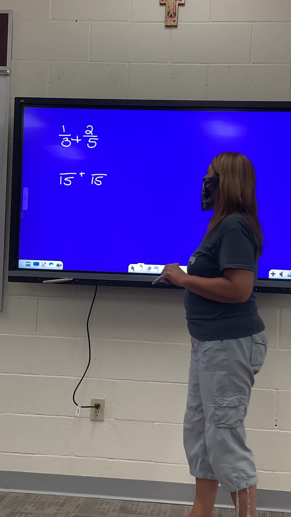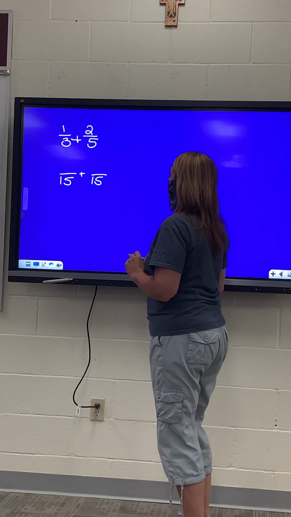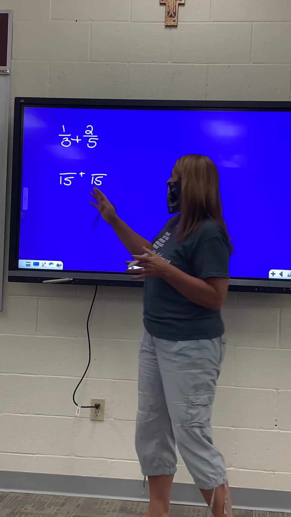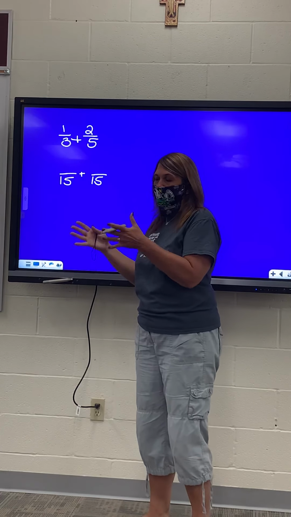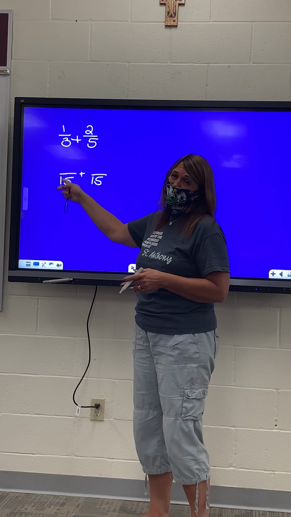Then you would do 2 plus 1. Well, remember, think of these as candy bars, right? If you have a candy bar and you cut it into three pieces and I take one, it's not going to be the same as that same candy bar cut into 15 pieces and you keep one.